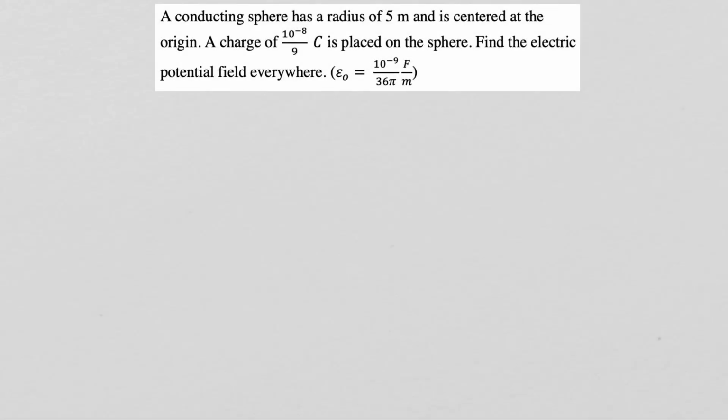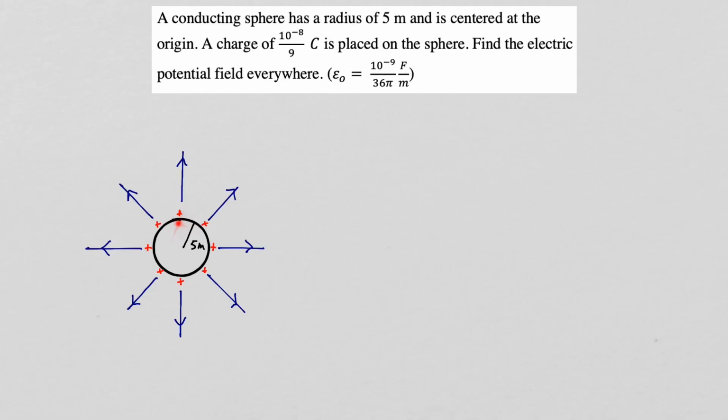Let's solve the following problem. You're given a conducting sphere of radius 5 meters. On that sphere is placed 10 to the minus 8 over 9 coulombs, and you're asked to find the electric potential field everywhere. We always start by drawing a figure.